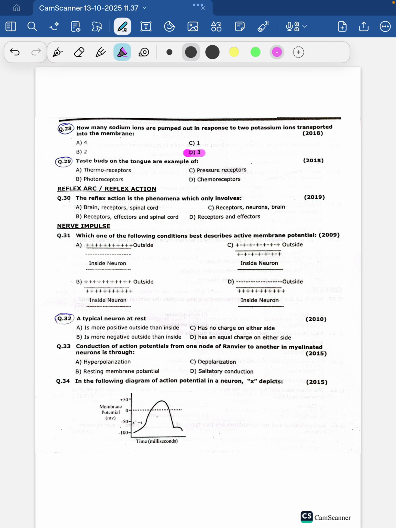Taste buds on the tongue are obviously chemoreceptors, they detect the chemical stimulus. Okay, reflex arc and reflex action.